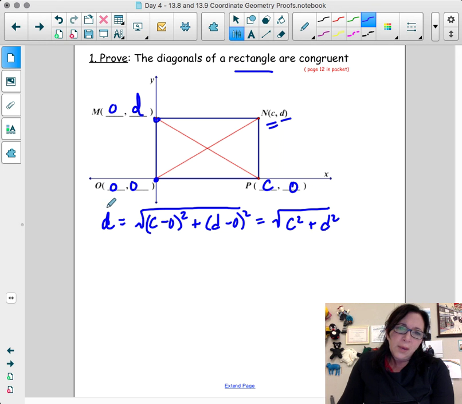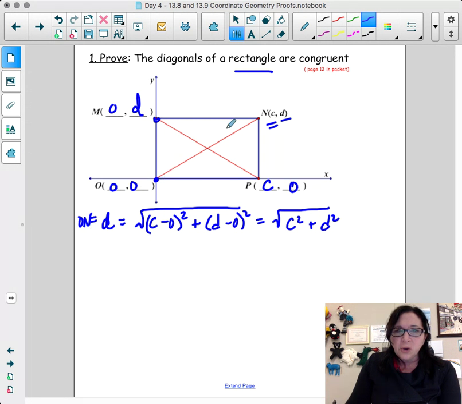I found ON. So this value is ON, okay? Don't do anything with this. You can't do anything with this. Don't try to take the C and D out. You can't. This is what you get. That's it. Leave it. And hopefully the other diagonal will have the same length, and therefore we're proving that the diagonals are congruent.